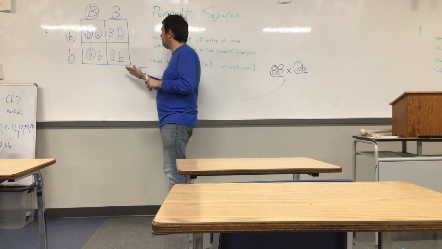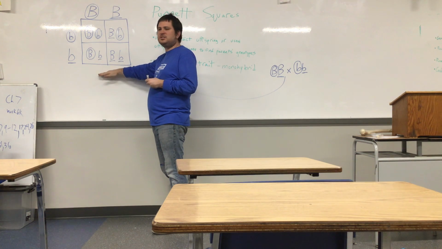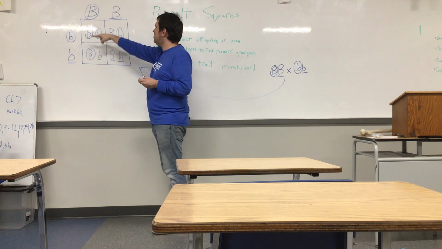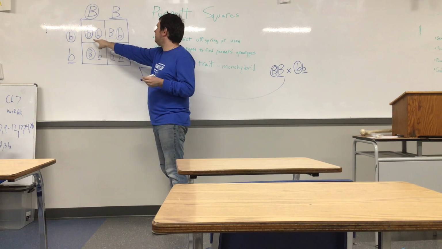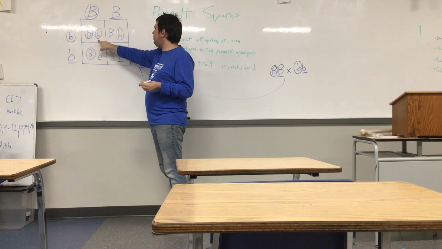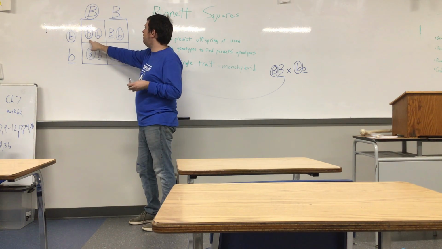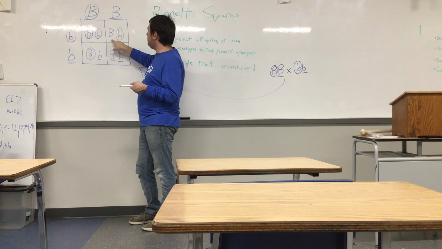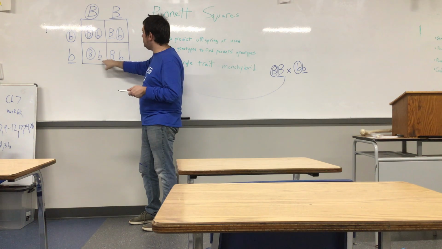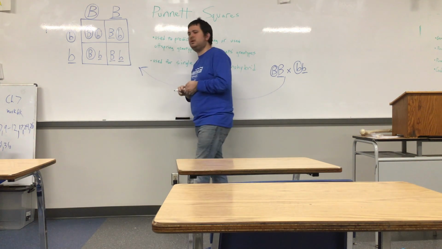So we now have the four possibilities, the four combinations that the parents' alleles can make. You have capital B, or capital B, lowercase b. Capital B from mom, lowercase b from dad. Another capital B from mom. Another lowercase b from dad. You will notice that each of these are the same.